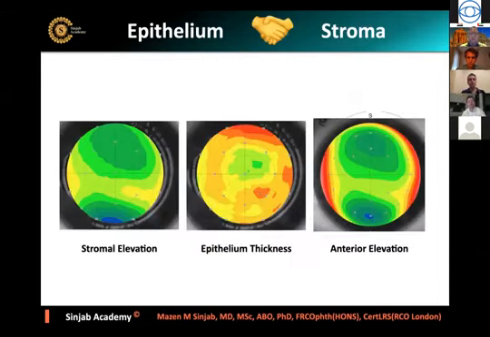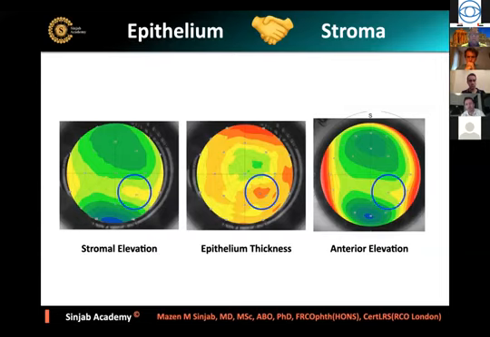Actually, there is an agreement between the epithelium and the stroma. The epithelium says to the stroma, if you steepen, I'm going to thin, and if you flatten, I am going to thicken. So it is not related to the thickness of the cornea itself, but it is related to the curvature of the stroma. So this is an example.